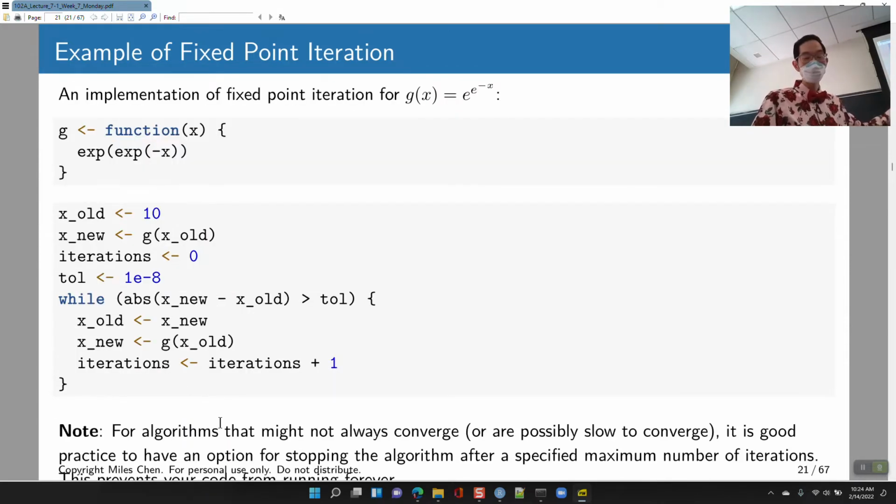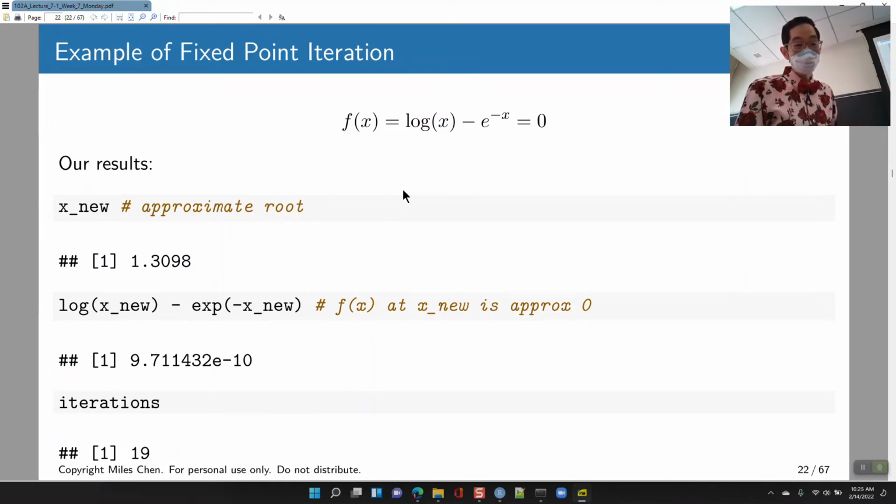So this code works just fine, and so I run it, and the result says 1.3098 is my approximate root, and we'll test it out. If I plug in 1.3098, log of that minus e to the negative x of that, I get something close to 0. I get 9.7 times 10 to the negative 10. Okay, and it took me 19 iterations to reach that value. So seems like it's working. Okay.